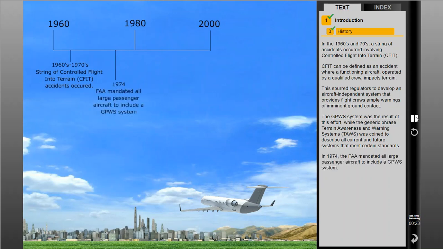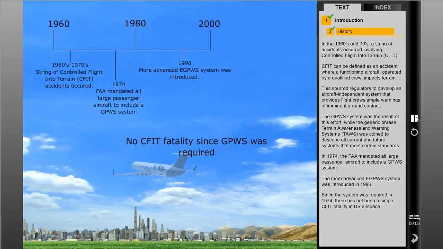In 1974, the FAA mandated all large passenger aircraft to include a GPWS system. The more advanced EGPWS system was introduced in 1996. Since the system was required in 1974, there has not been a single CFIT fatality in U.S. airspace.